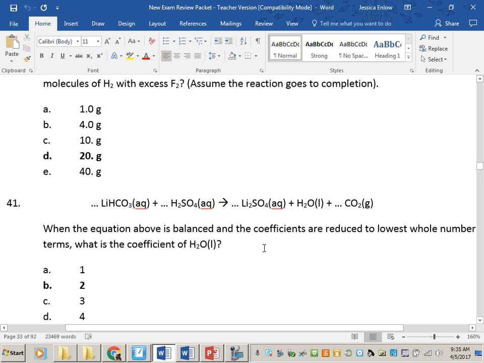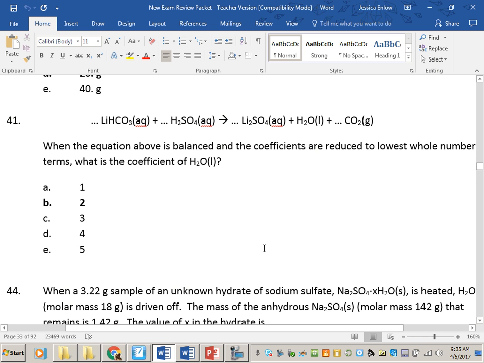Next one, who took a long time to balance that? You can get a little bit distracted. But I started with, does anybody want to say where they started? Go for it, Jacob. I did lithium first. Okay, so you put a 2 in front of the lithium bicarbonate. Yeah, and then I did carbons. Right, because there's a 2 in front of the lithium bicarbonate, so then you put a 2 in front of carbon over here. Yeah.